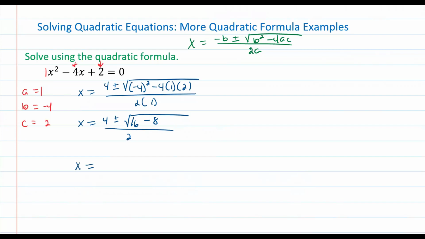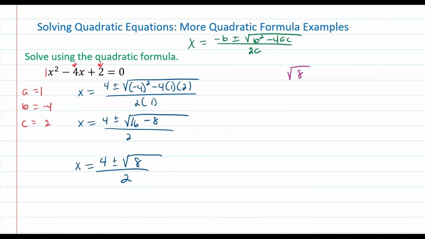Now let's continue to simplify. We're going to take 16 minus 8, so that'll be 4 plus or minus the square root of 16 minus 8, which is 8, over 2. Now you might think we're done at this stage because we have the square root of 8, and we don't know the exact value of the square root of 8, meaning it's not a perfect square. But we can still continue to simplify this expression. We need to simplify the radical of the square root of 8. I'm going to do that off to the side here.